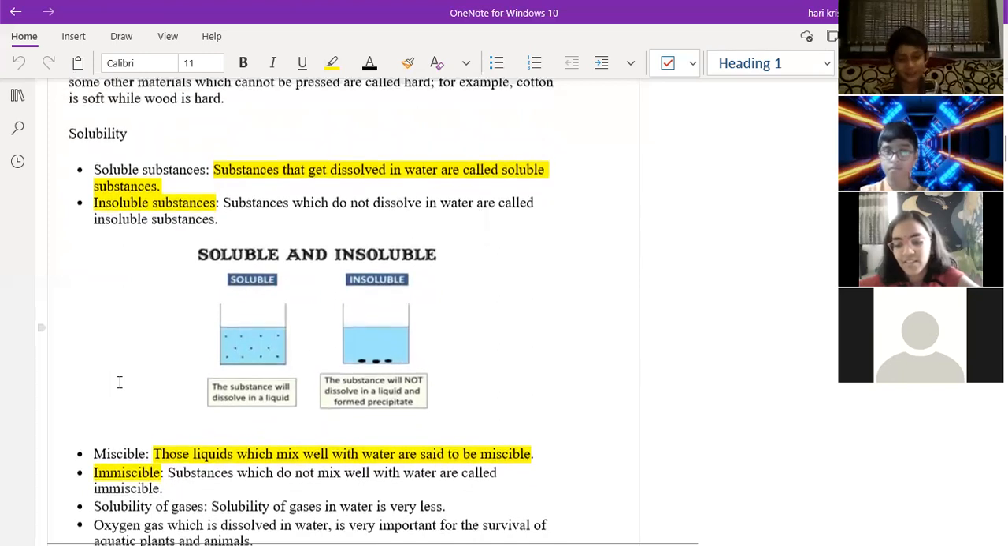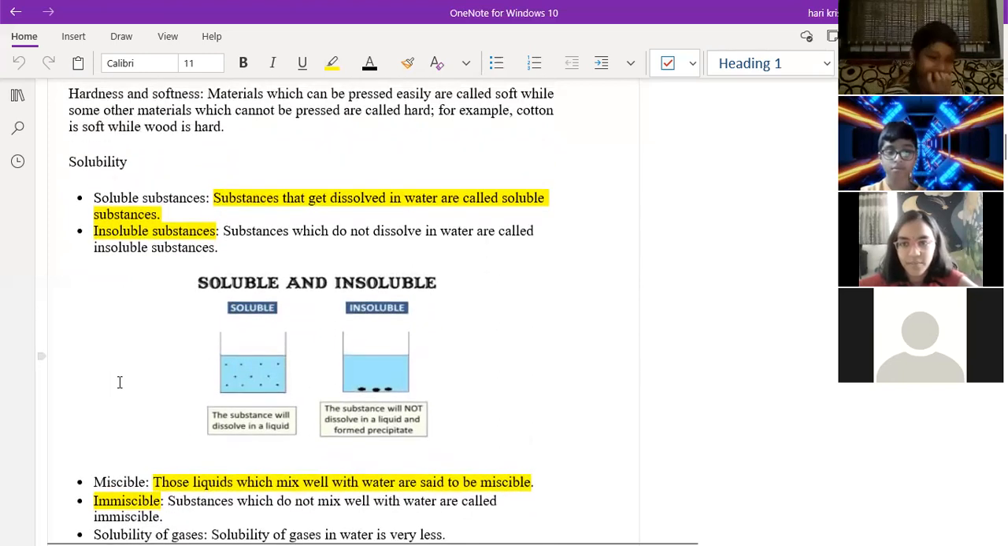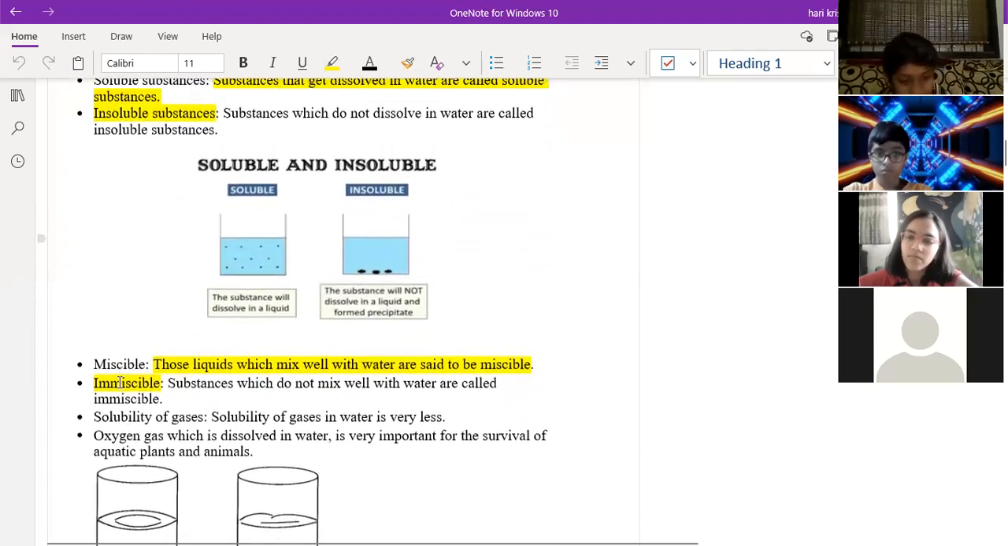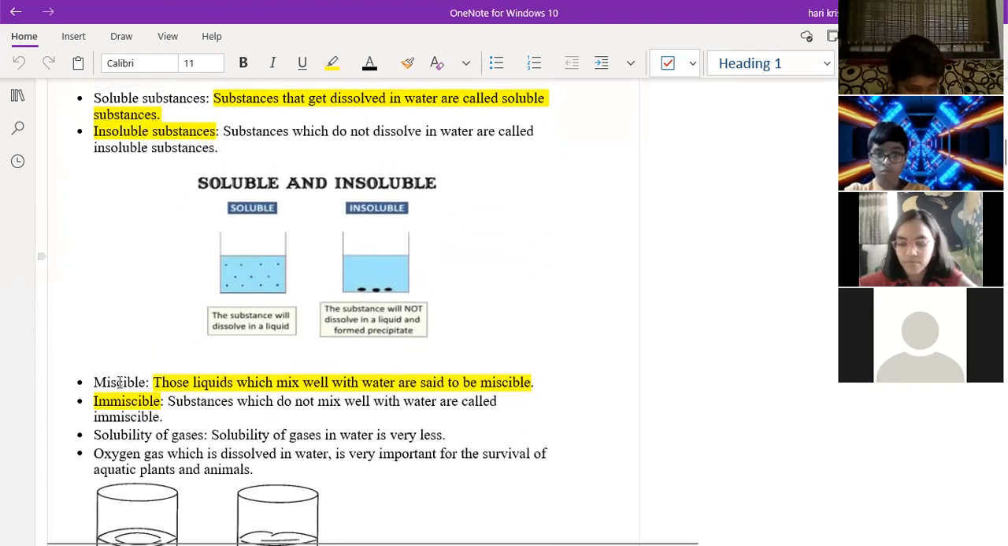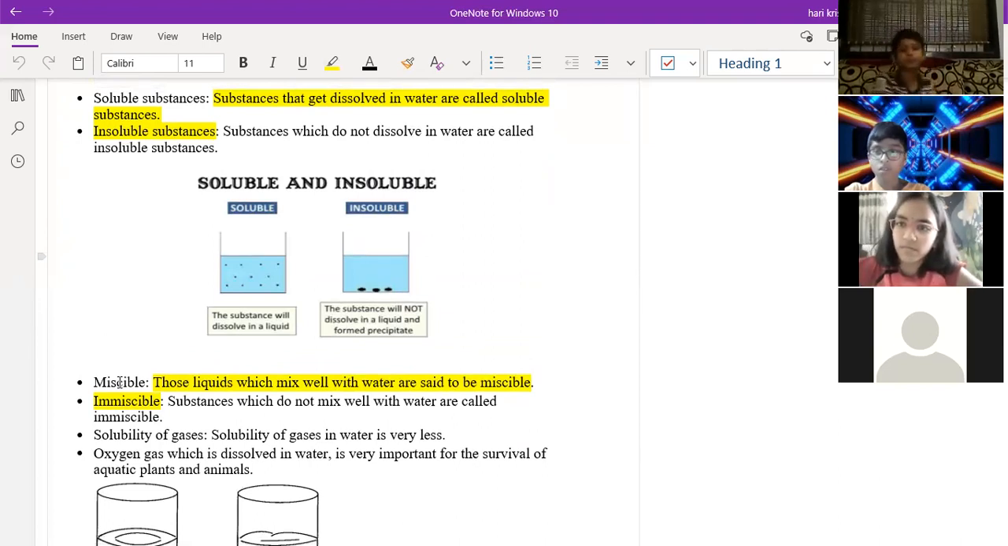Okay. Then soluble and insoluble substances. Based upon this, you can also classify substances into two different categories: soluble substances and insoluble substances. But where will we use the term soluble and where the term miscible? Ashwath, in which case will we use the term soluble and in which case will we use the term miscible?